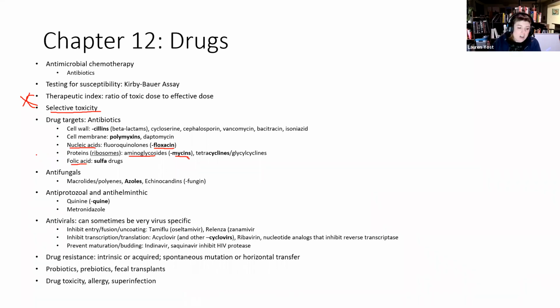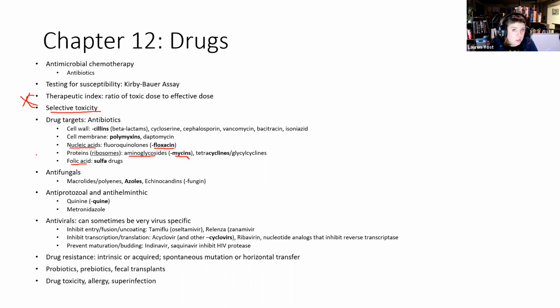Okay, that's the antivirals. So the big thing to remember there, the ones that inhibit entry, the ones that inhibit transcription or translation, DNA stuff or RNA stuff, and the ones that prevent maturation or budding, so building up the virus or getting out of the cell as a virus.